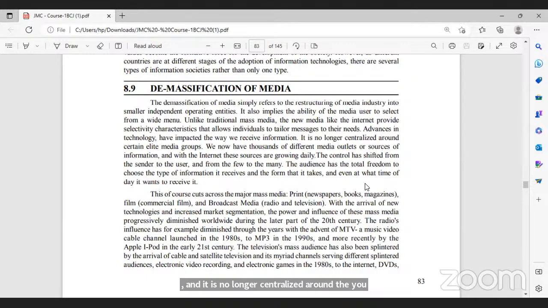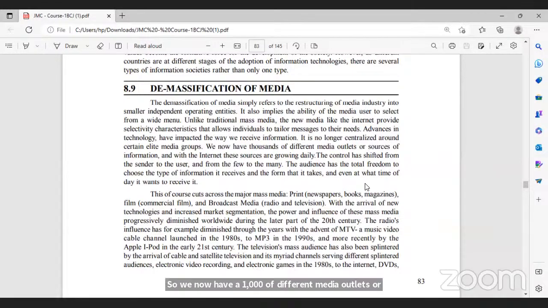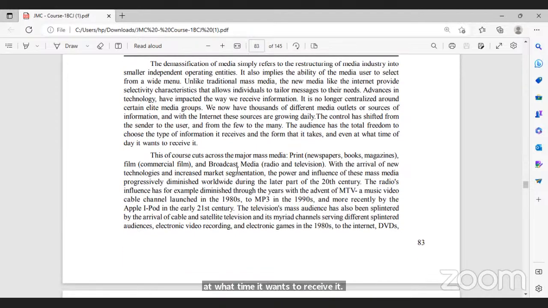We now have thousands of different media outlets or sources of information with the help of the internet, which keep growing day by day. The control has shifted from the center to the user and from the few to the many. The audience has total freedom to choose the type of information it receives, the form that it takes, the place, and even the time at which it wants to receive it. Notifications, and if we refer to YouTube and all those things, could also be part of that.